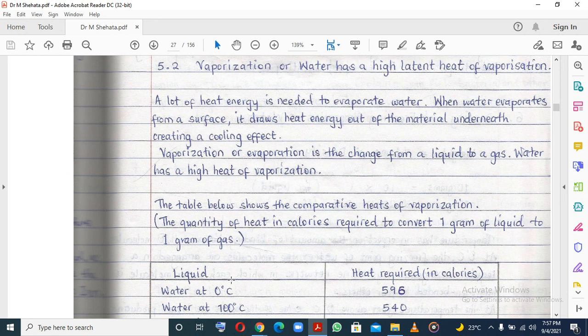And one thing that is very, very important about when water evaporates, when it leaves a surface, is that it draws heat energy out of the material underneath, therefore creating a cooling effect. Here's the thing.